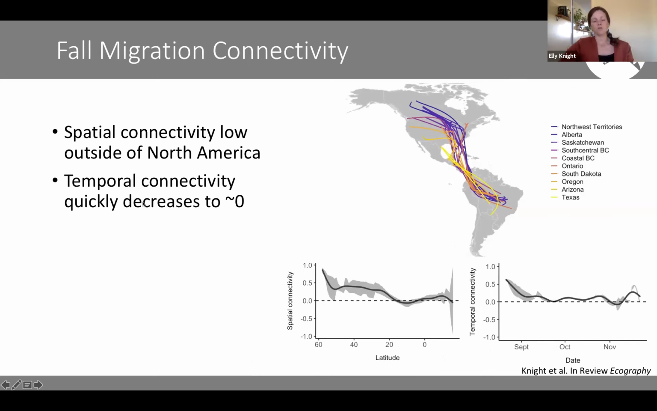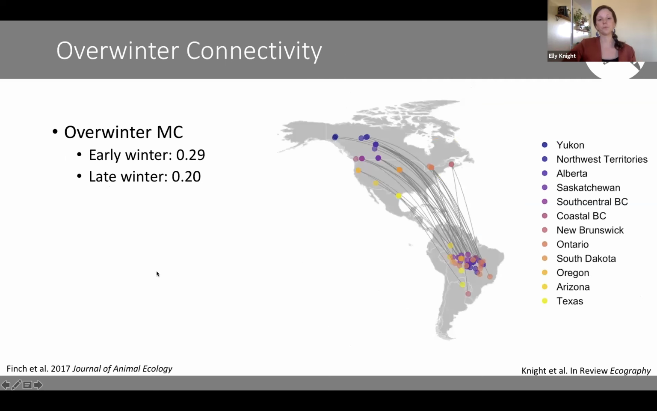High interpopulation variation in fall migration timing also means that temporal connectivity quickly decreases to near zero and stays there. And I should mention, although it does look like there might be some bumps that could be peaks in these connectivity profiles, none of them are significant. So we developed a two-step approach to evaluating each peak, which I won't get into here because it's pretty complicated, but none of these bumps made the cut.